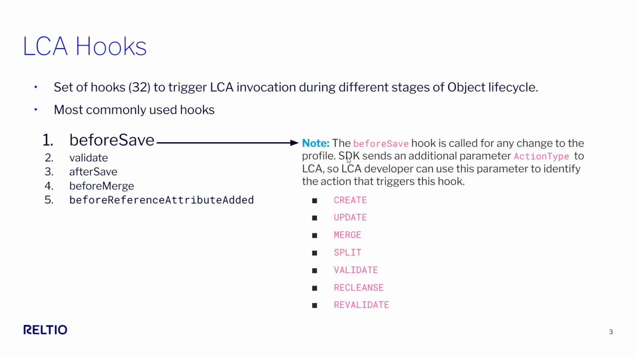Specifically with the before save hook, we also support something called the action type. Saving happens in a lot of different scenarios, right? For example, when I'm creating an entity, that is a save. If I update an entity, that is another save. Merge, split, and all of these different scenarios are also a kind of save operation. The person who's building those LCAs might want to configure different logic for each of those save operations. That is why we also expose something called the action type. These are the different action types which are exposed, and you can build your custom logic using the action type for the before save hook.